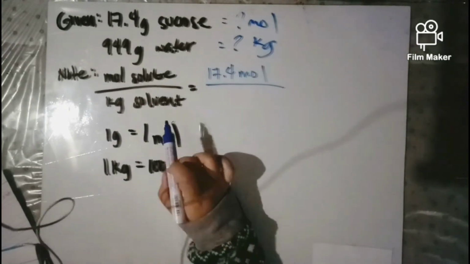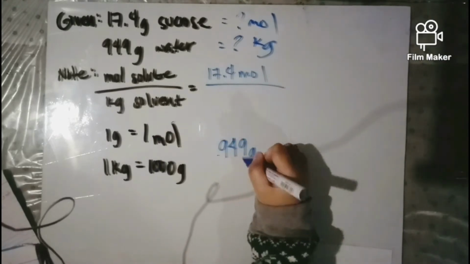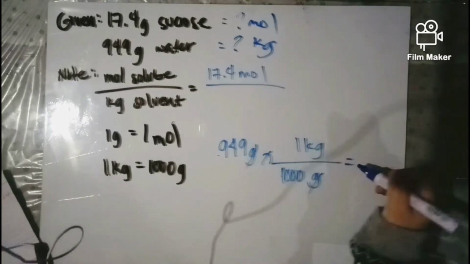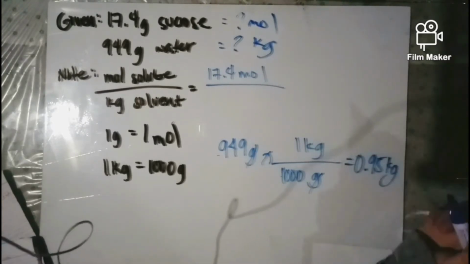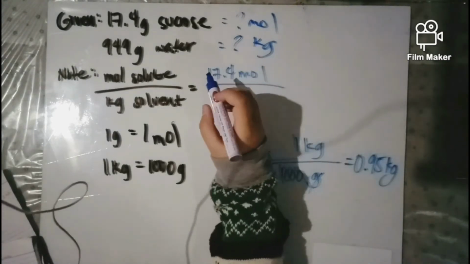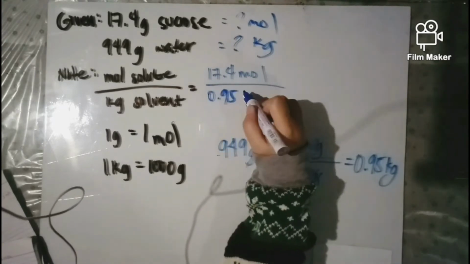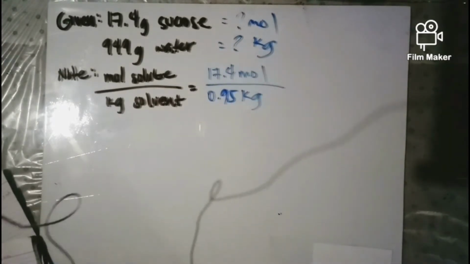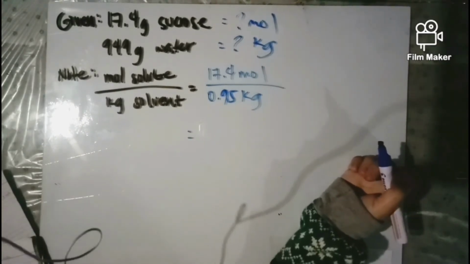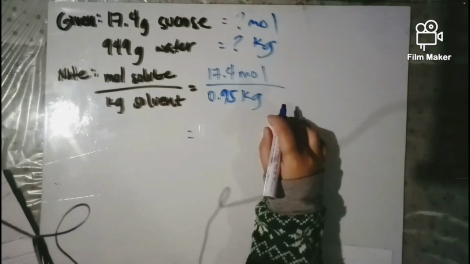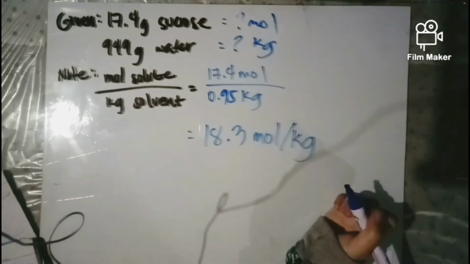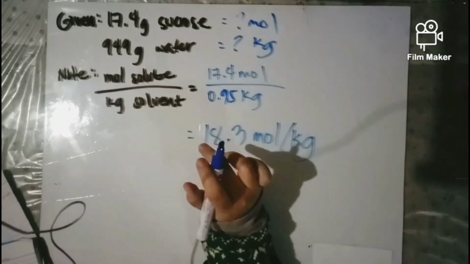Converting gram into kilogram makes 949 gram of water multiplied by 1 kilogram over 1,000 gram. And 949 gram is equivalent to 0.95 kilogram. That makes the kilogram of solvent 0.95 kilogram. We have found the moles of solute and kilograms of solvent. 17.4 mole of sucrose divided by 0.95 kilogram of solvent is equal to 18.3 mole per kilogram. Now we have found the molality.